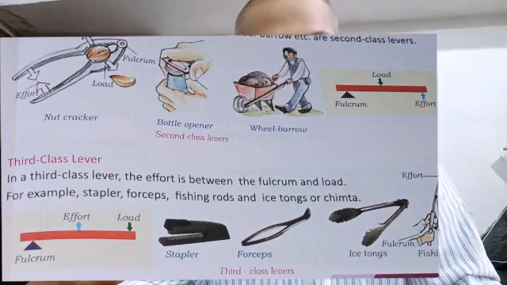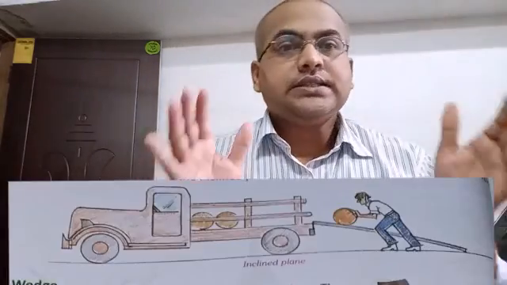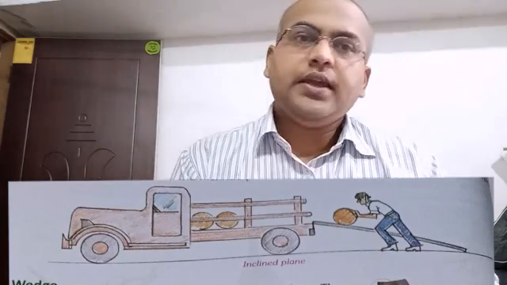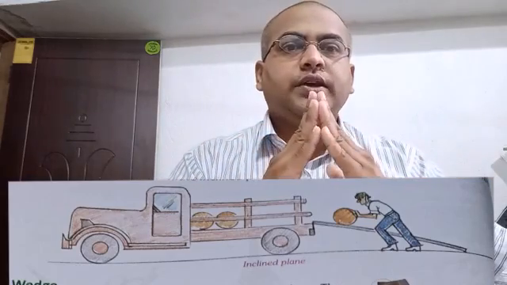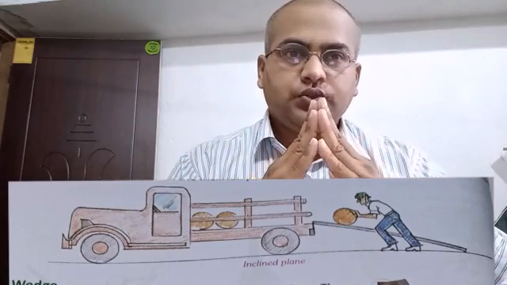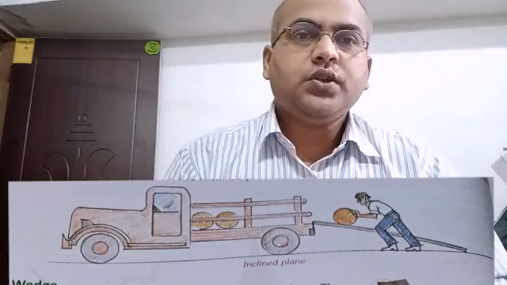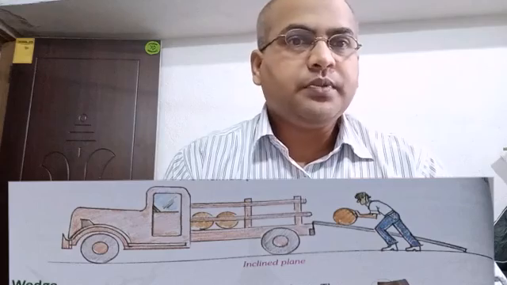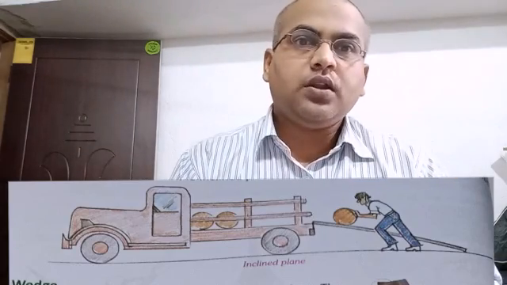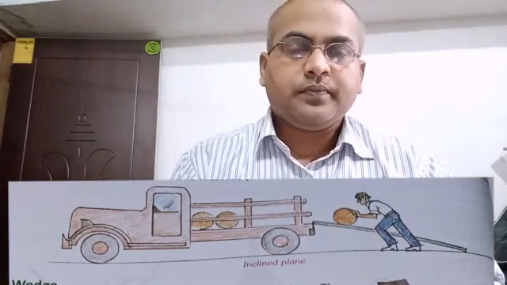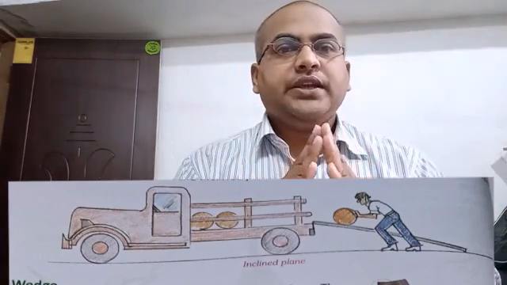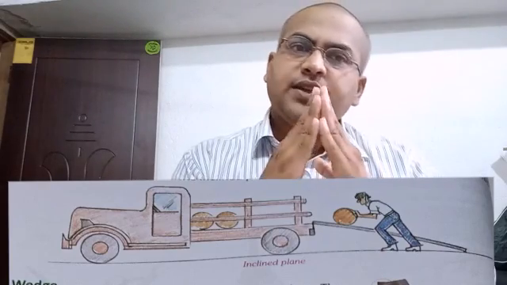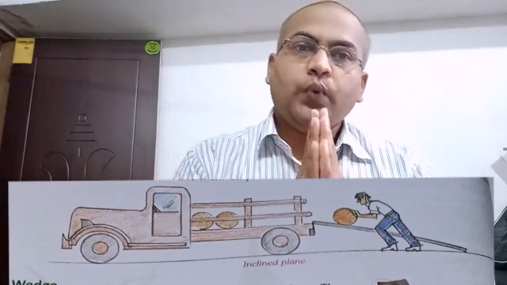Now the next is wedge. So wedge is a simple machine which works on the principle of inclined plane. Here what happens, two inclined planes join together. And here two inclined planes are joined together, so they produce a sharp edge. Okay, that is called wedge, or you can say edge also.